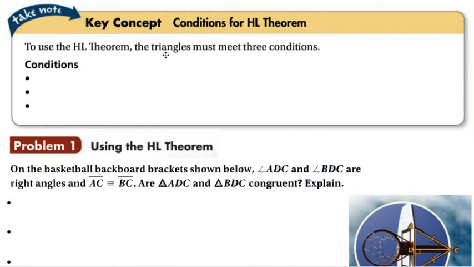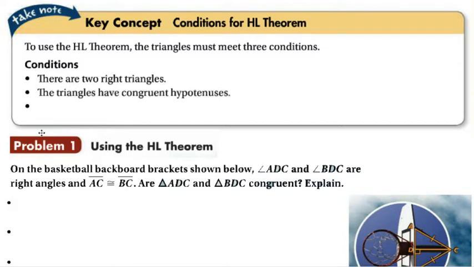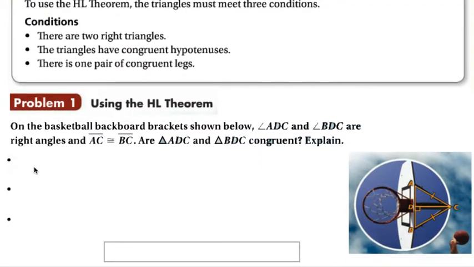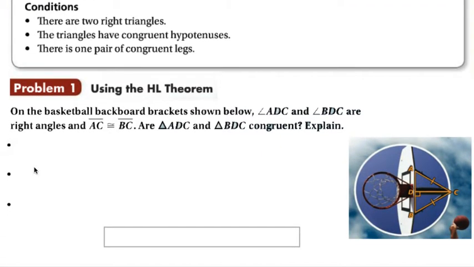There are three conditions that we need in order for the Hypotenuse Leg Theorem to be true. Those conditions are that you have two right triangles and that they have congruent hypotenuses and one of their legs are congruent. Okay, so let's go ahead and use that information to prove that two triangles are congruent.